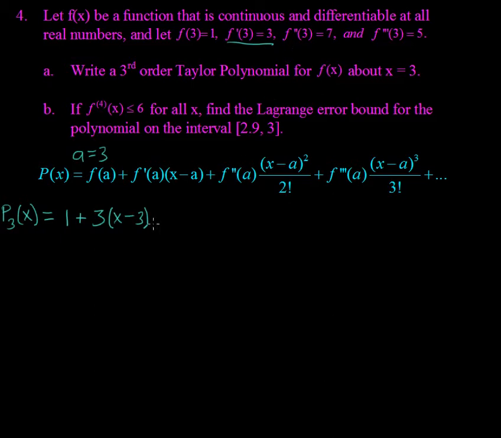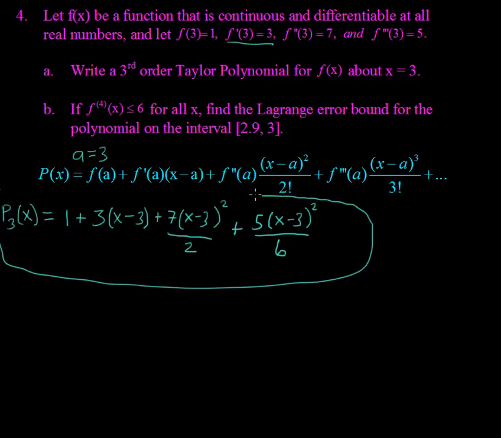And then we're on to the second derivative. So second derivative at 3 is 7. So plus 7 times x minus 3 squared over 2 factorial, which is just 2. And then plus 5 for f triple prime of 3 times x minus 3 cubed over 3 factorial, which is 6. All right, and that's all we have to do. There's really no simplification that can happen here. The 7 and the 2 don't simplify, neither do the 5 or 6. All we have to do is circle that and consider it done.